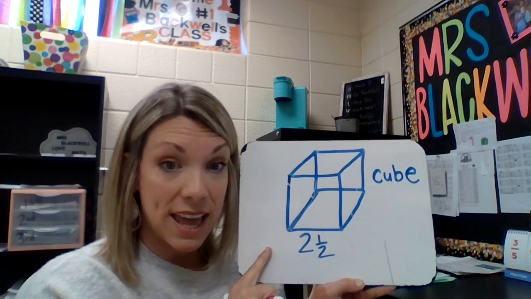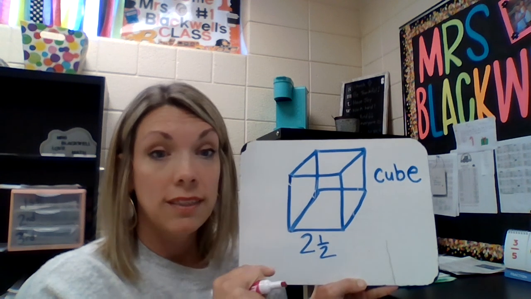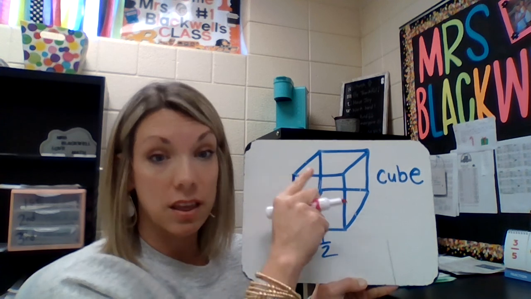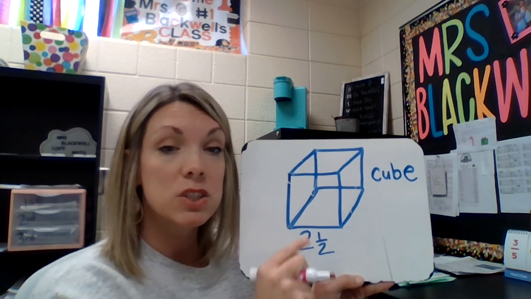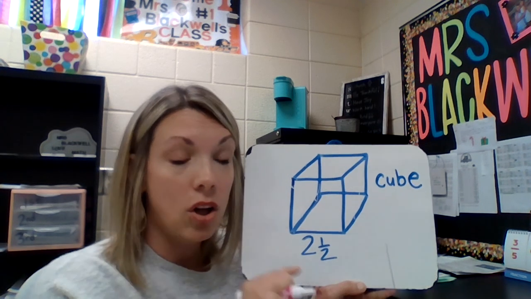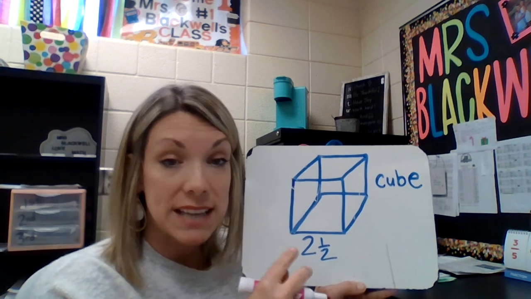If one side, one edge of a square is 2, then the other side is going to be a 2, and the other side is going to be a 2, and the other side, because squares are even. They have all the same sides. They're all the same size.